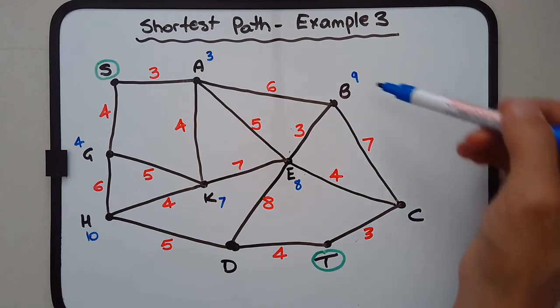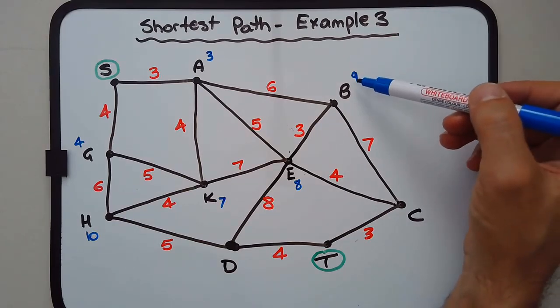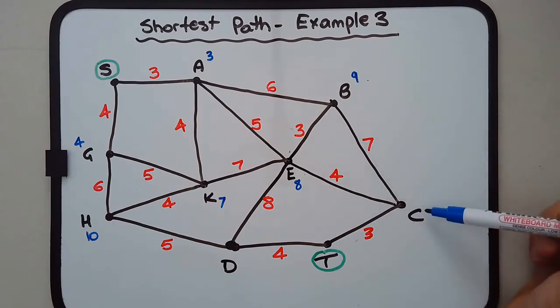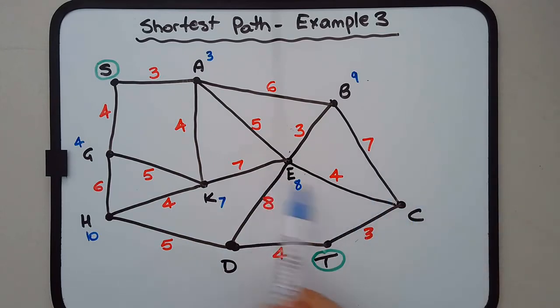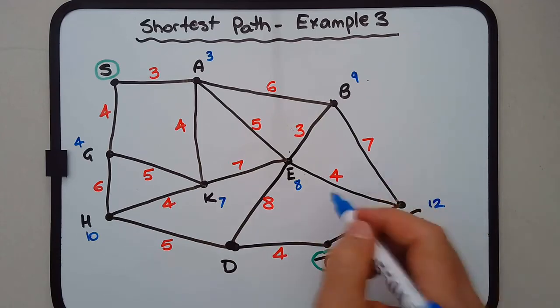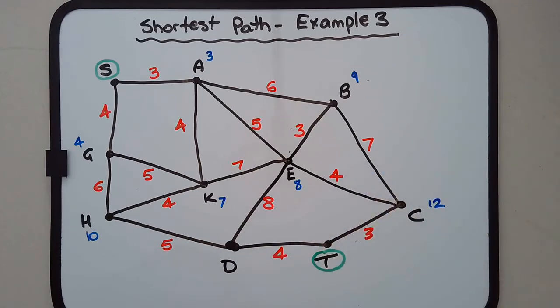Okay, so 9 plus 7, that's 16 hours. Or we can go to C via E, 8 plus 4 is 12. So we put the lower of the two values that we've worked out. Okay. And to get to vertex D, we can either get to vertex D from E, so we can go E to D, 8 plus 8 is 16, or we can go to vertex D from H, 10 plus 5 is 15.